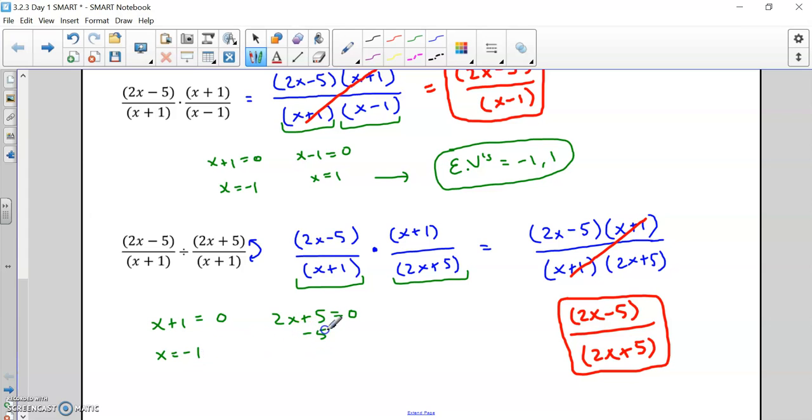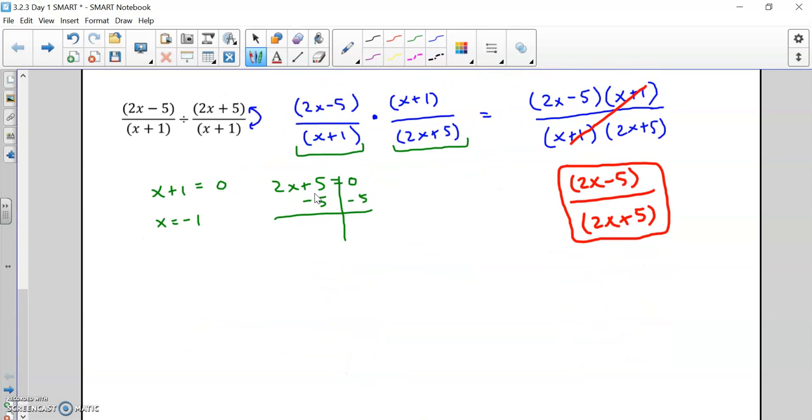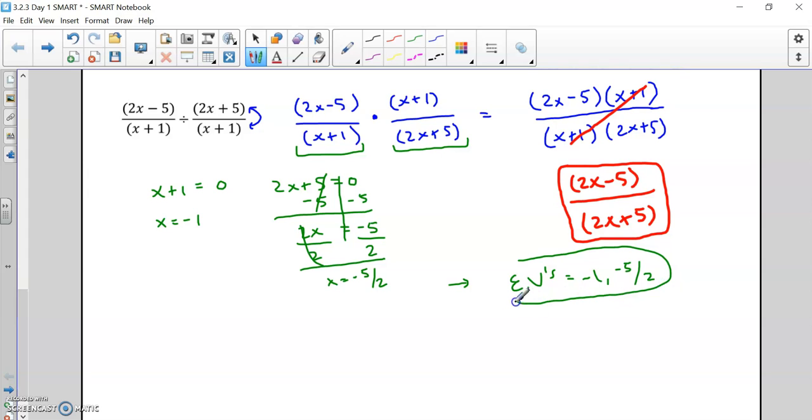This one we need to do a little bit more work. So let's go ahead and start solving for x. Subtract 5 from both sides. We get 2x equals -5. Divide both sides by 2, and you get x equals -5 over 2. So basically, the excluded values are -1 and -5 over 2. It's completely normal to get fractional excluded values.